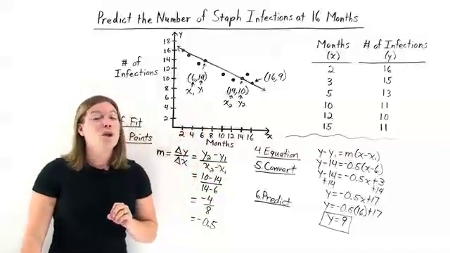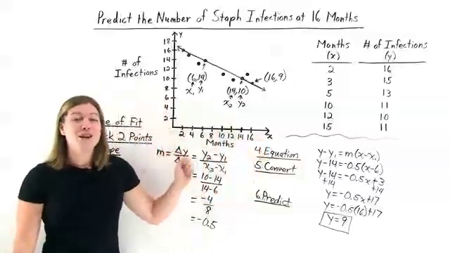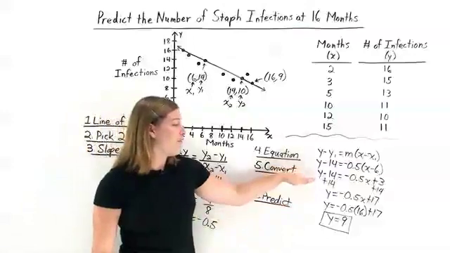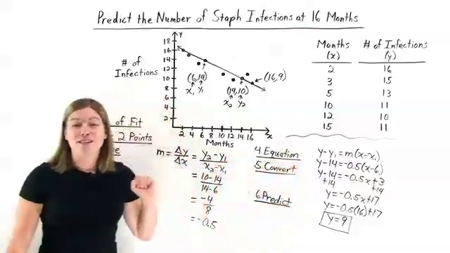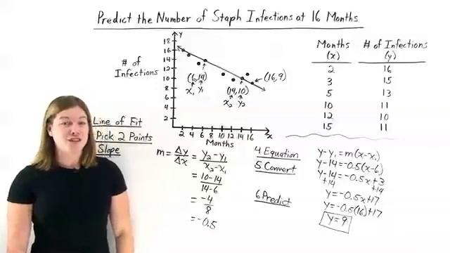So here, we used the data from this table and this scatter plot to create a line of fit. Then we wrote an equation for that line of fit in slope-intercept form. Then we predicted that there will be 9 staph infections at this hospital 16 months after the outbreak.